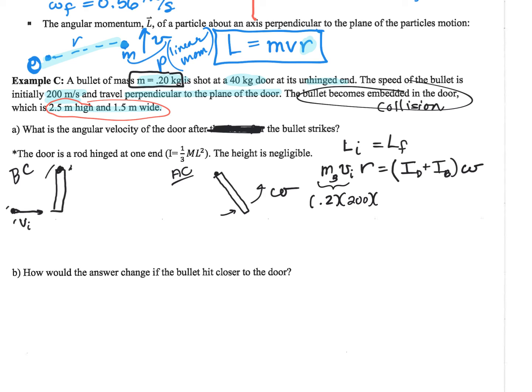1.5 meters away. Yes, it would be this. Unhinged end. If the door is so many meters tall, this would be how long it is, wouldn't it? This is 1.5 meters. That's the only part we need.